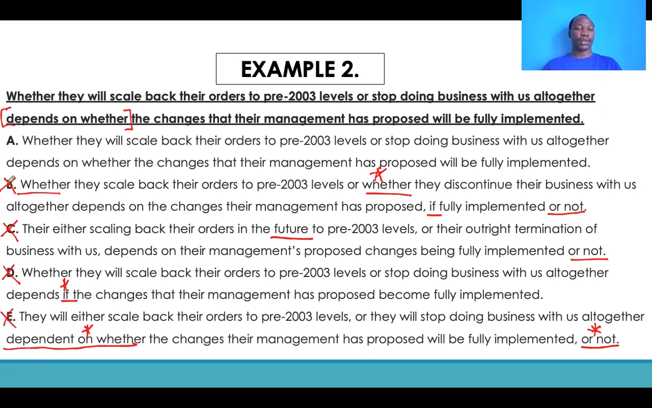is wrong. So the correct answer to this question is A, which says whether they will scale back their orders to 2 or 3 levels or stop doing business with us altogether depends on whether the changes that their management has proposed will be fully implemented.